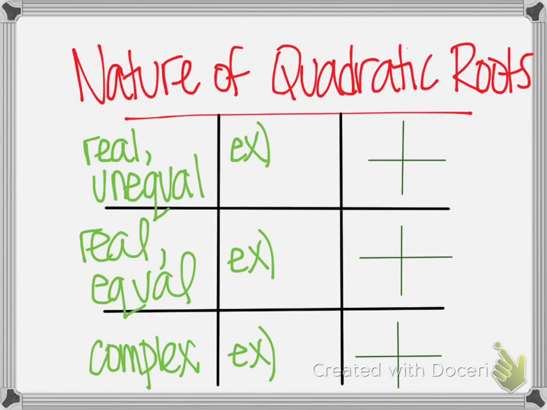Okay, so before I show you how to complete the square, I want to first talk to you about what we call the nature of quadratic roots. This means when you solve a quadratic equation, the kinds of numbers you get reflect what the graph is actually going to look like. These really break down into three categories.